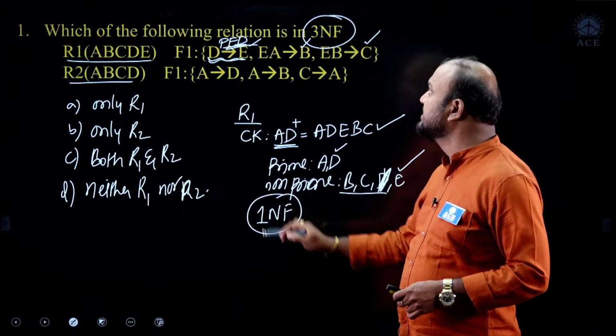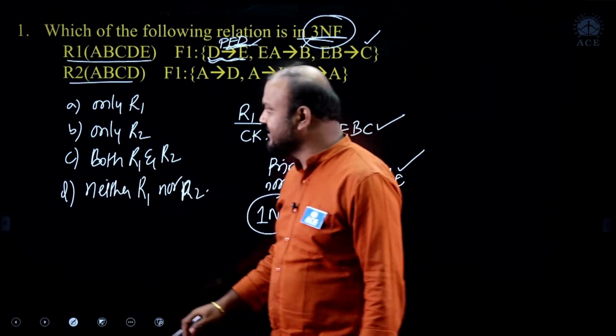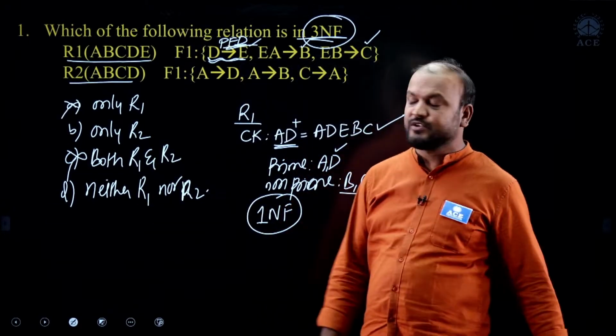But the question is asking which relation is in 3NF. R1 is not in 3NF, R1 is in 1NF. So this option is incorrect, option A is incorrect. Now we have to look at R2.